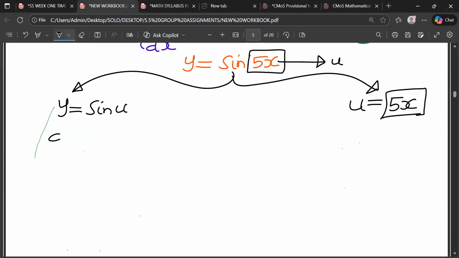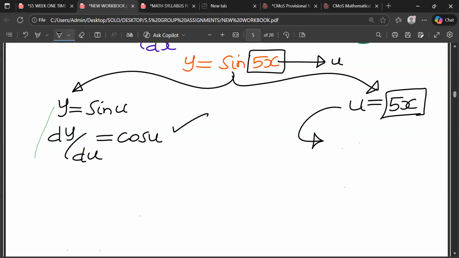So what do we have? We have dy du here, which is going to give us cos what? Cos u. Very correct. Then what are we going to have here? Sorry, du dx, which is a 5. Very correct. But remember, the question gave you y in x, so it wants dy dx.